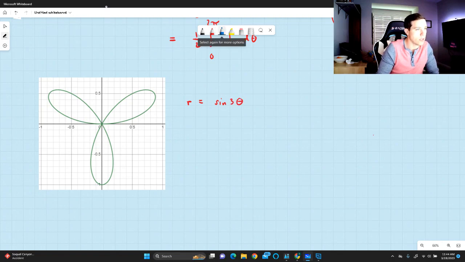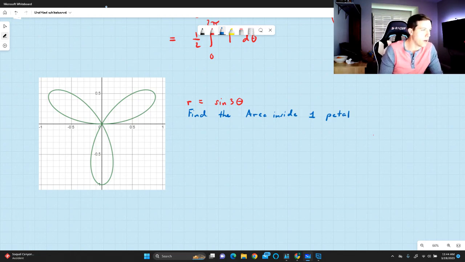And usually the phrasing will be something like this. Find the area inside 1 petal, in this case, because you can think of it as a flower. So I want to find the area inside a single petal. All right, so where do we begin?